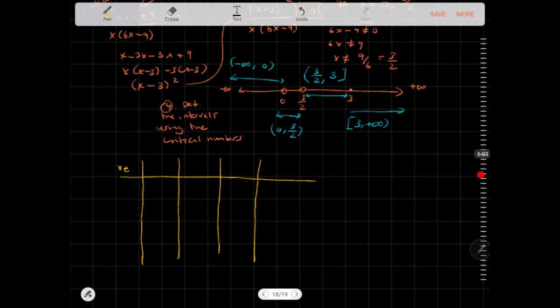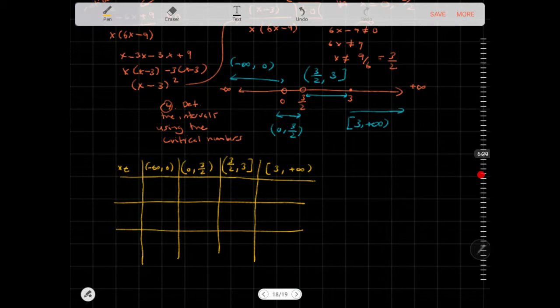X belongs to all of this, and I'm going to put down negative infinity and 0 here. Okay, so we have 0 and 3 over 2 here. We have 3 over 2 and 3, so this is going to be inclusive of 3 but not inclusive of 3 over 2. It's greater than 3 over 2, and it's going to be greater or equal to 3 and less than positive infinity. Remember that infinity is never going to be inclusive because infinity is not a finite number, right? It's a continuum.